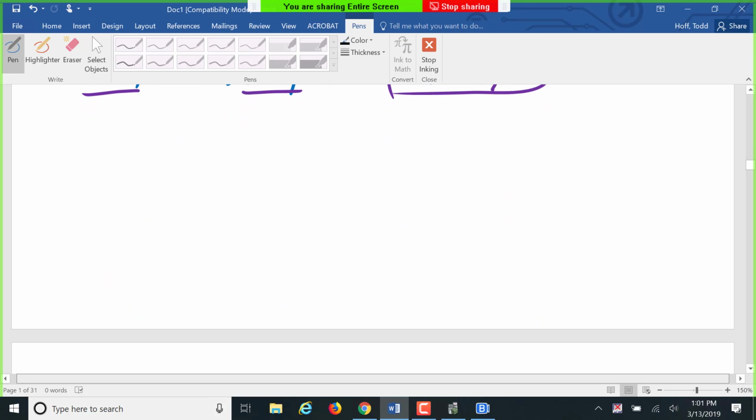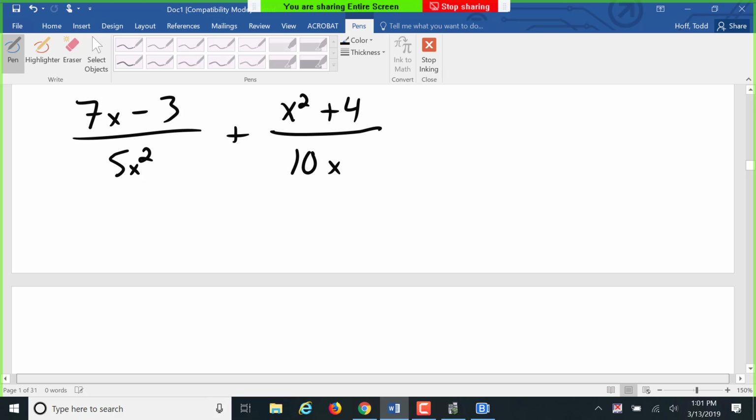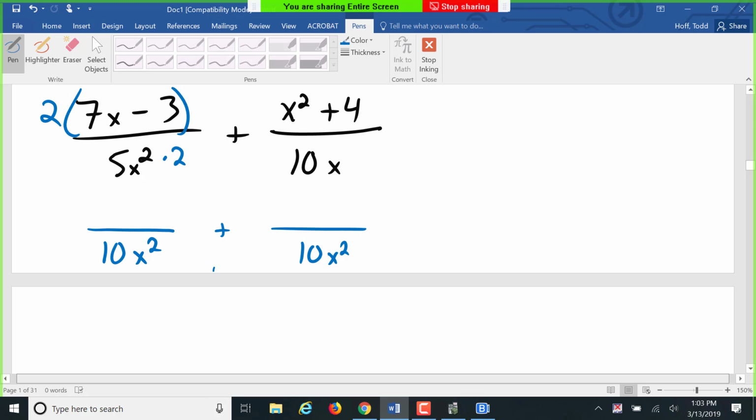So I'm going to have you guys try one in your notes. 7x minus 3 over 5x squared plus x squared plus 4 over 10x. Add those for me and see what you come up with. So what do you come up with for a common denominator? 10x squared, perfect. So this has to be multiplied by 2. So multiplying the numerator by 2 gives us 14x minus 6.